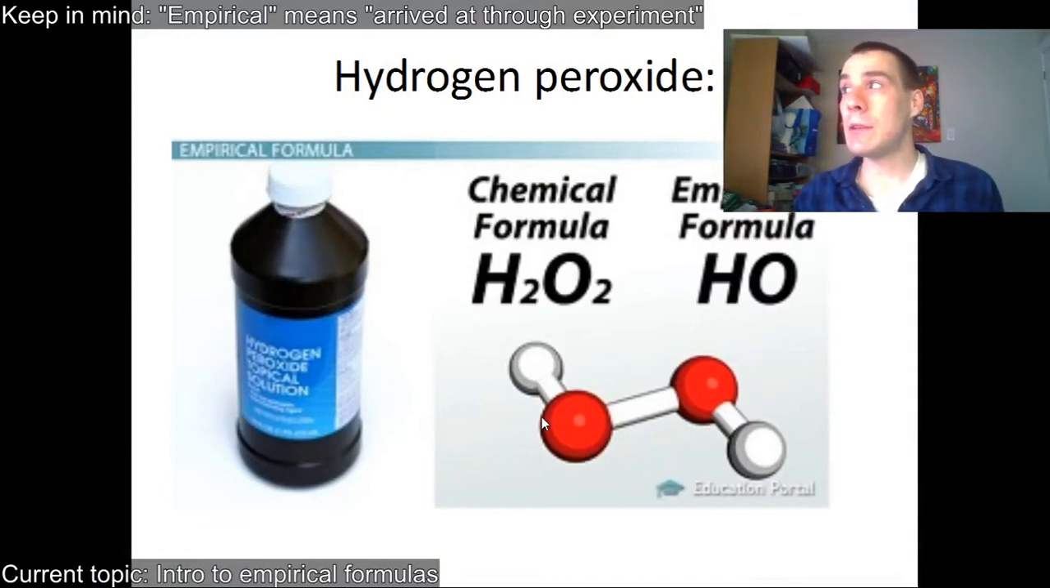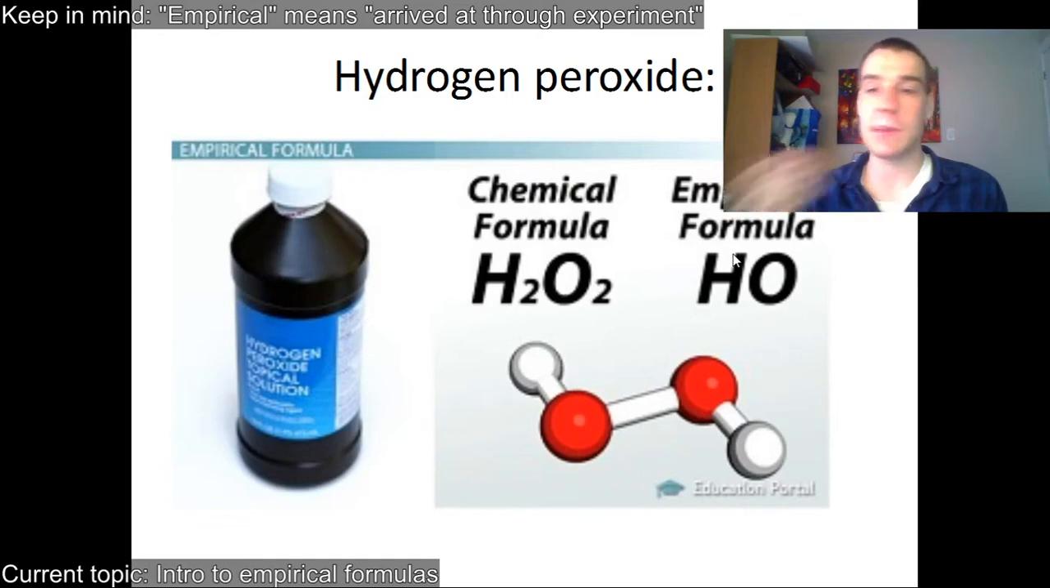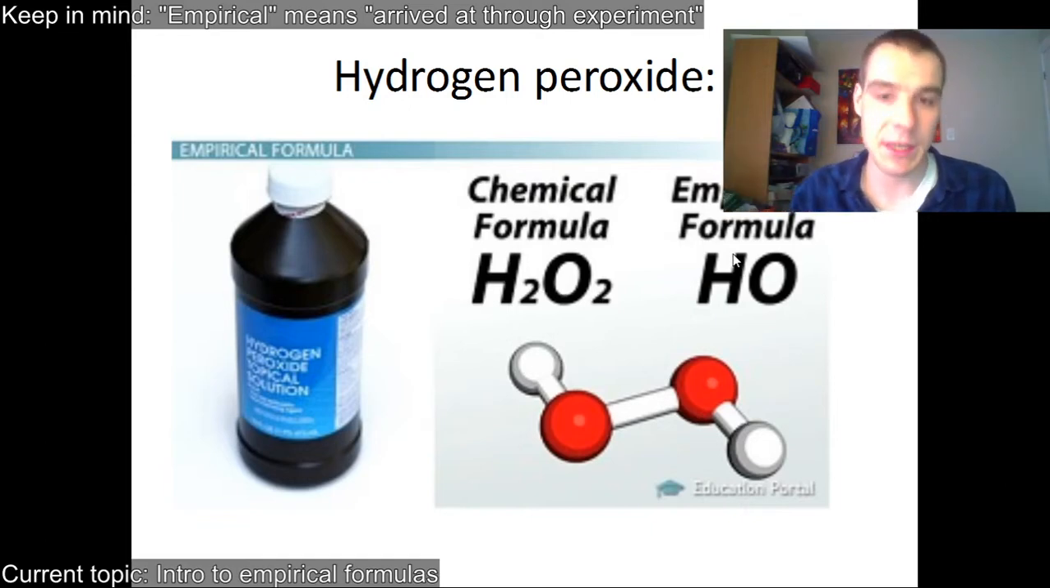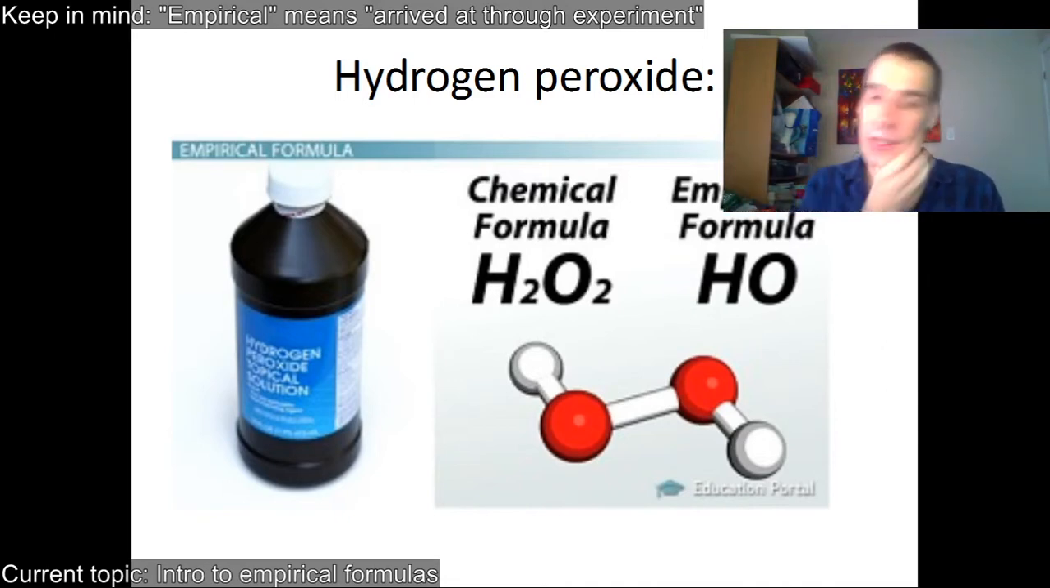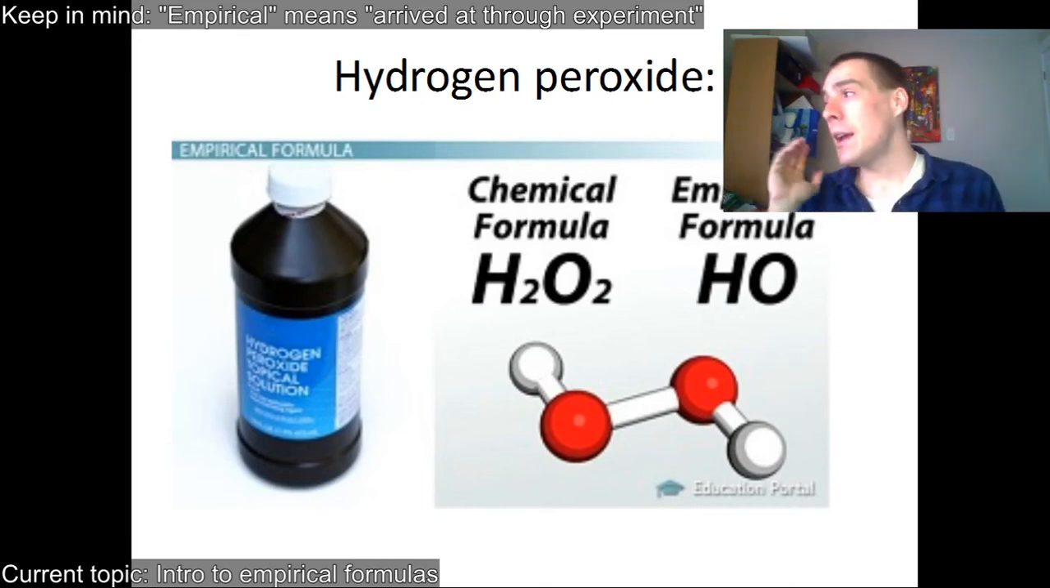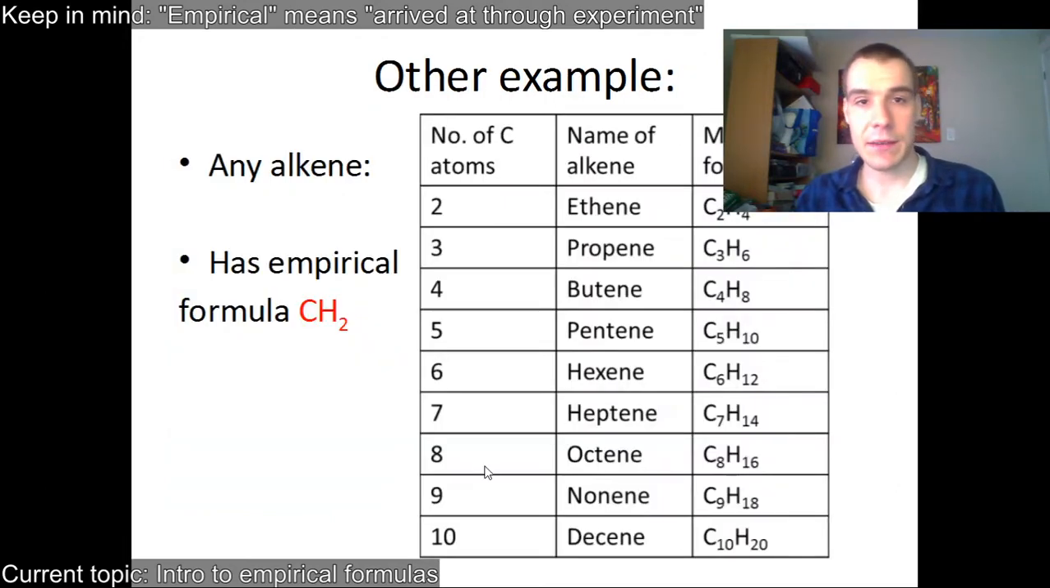So here's an example for hydrogen peroxide. The chemical formula of hydrogen peroxide is H2O2 because there's 2 oxygens and 2 hydrogens. But the empirical formula, if we were to do a mass determination of it, we'd find exactly 1 hydrogen for every 1 oxygen. If we were just looking at the masses of the elements themselves, we could only be sure that we have 1 hydrogen for every 1 oxygen. We don't know that it's 2 and 2 in the molecule. So that's the difference between the chemical formula, or the molecular formula, and the empirical formula.